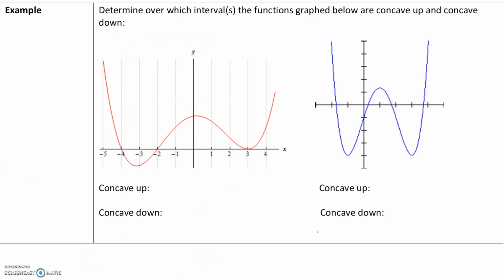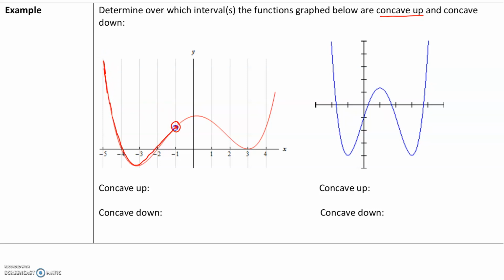All right, here's a quick example. Determine over which interval or intervals the function's graph below is concave up and concave down. So remember, concave up means we're looking for a U shape. So this is part of a U shape, up until approximately this point. And for now, we're just going to approximate visually. Later on, we'll be doing this using calculus. So concave up is going to be this interval over here.